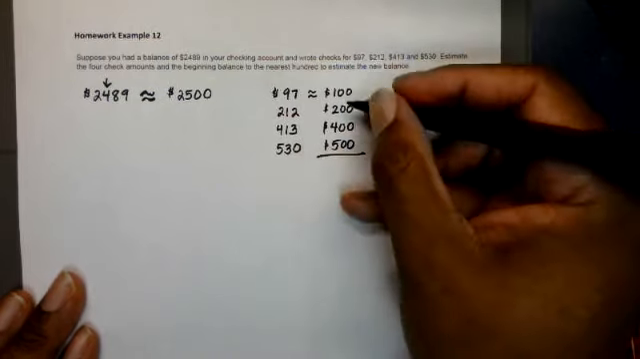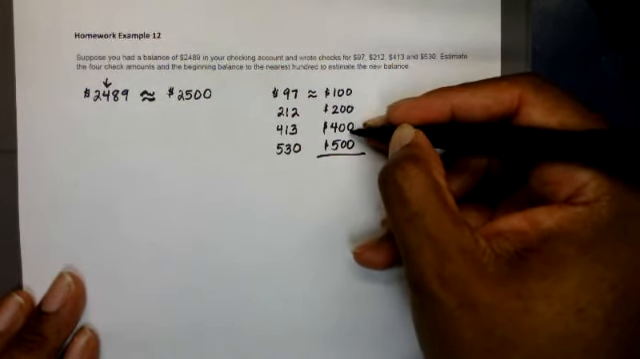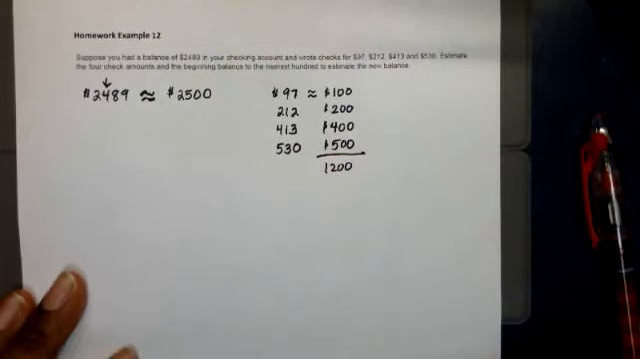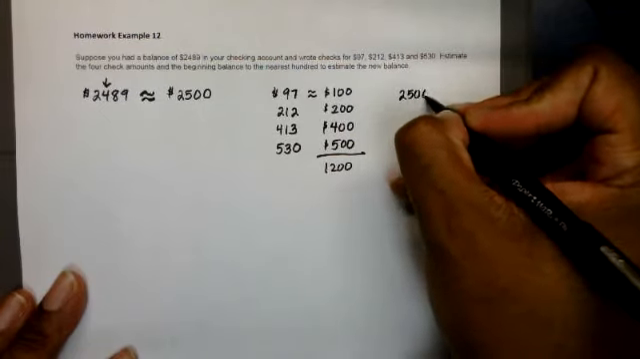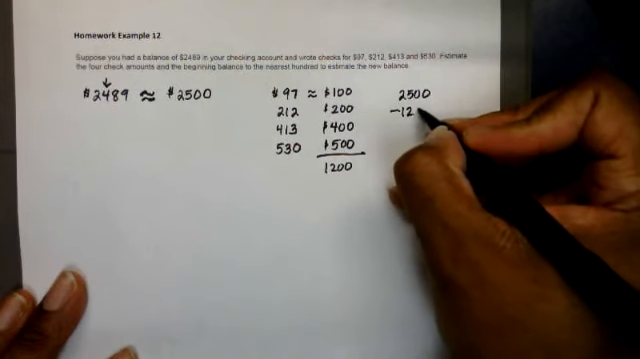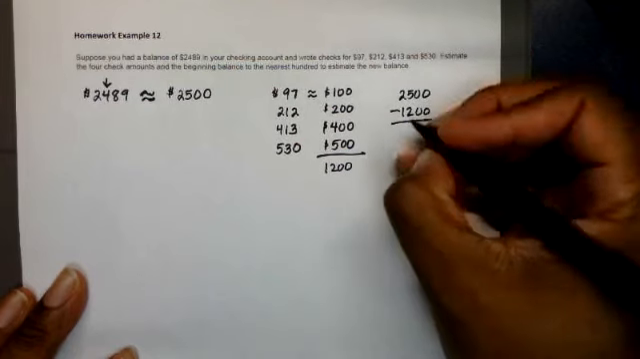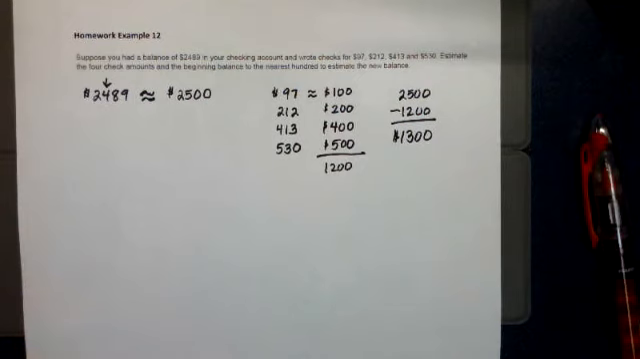And let's add these together. This will be 100 plus 200 is 300, plus 400 is 700, plus 500 will be $1,200. Okay, we began with approximately $2,500. Subtract approximately $1,200 from that, and you will get $1,300. So here, the estimate of our new balance is $1,300.